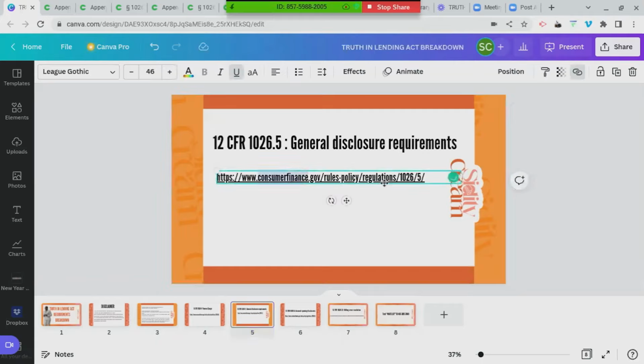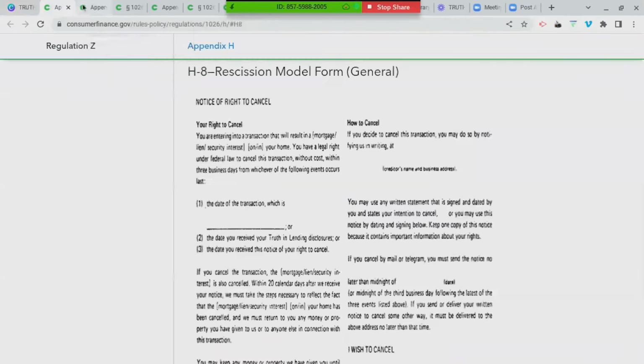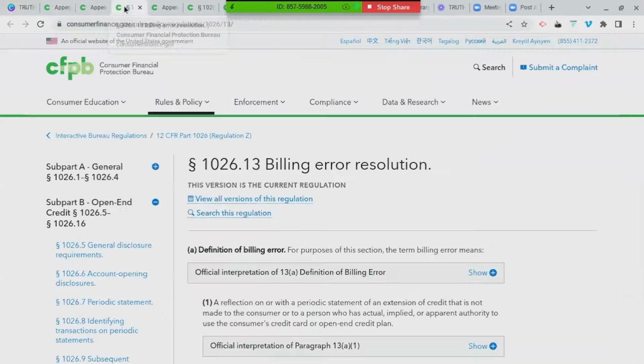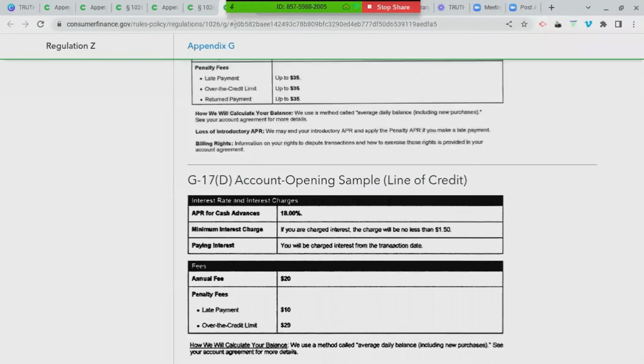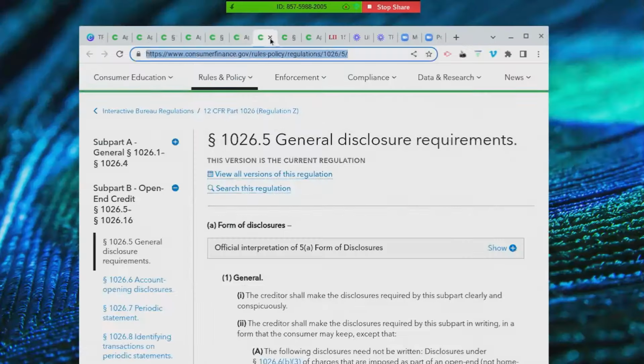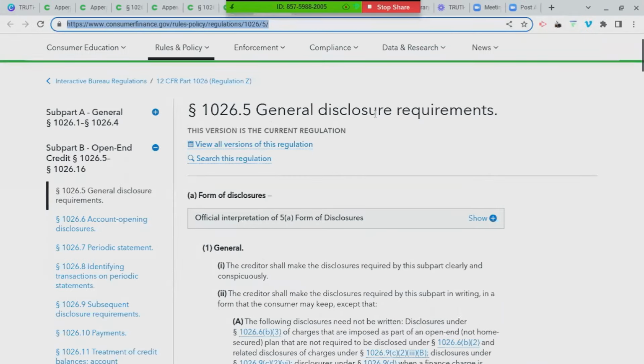Let's see. I have it up, but I don't want to keep clicking through 1026. I'm eventually going to get into all of this information in a minute. So that's 1026.5. Here we go. So general disclosure requirements.